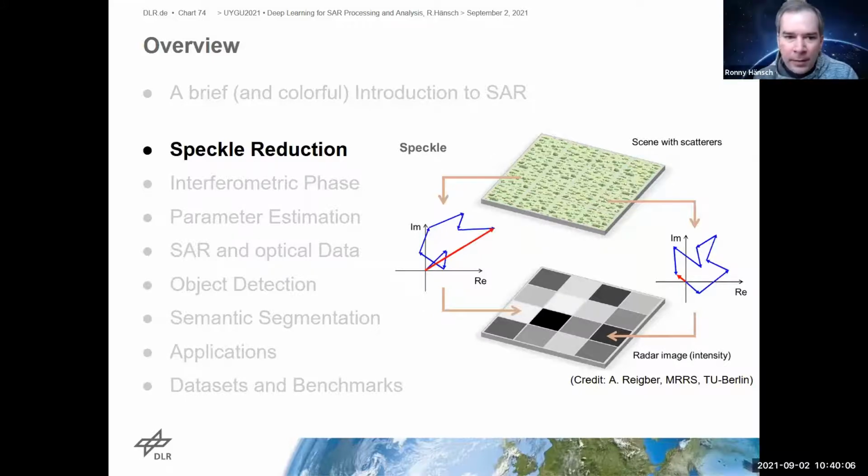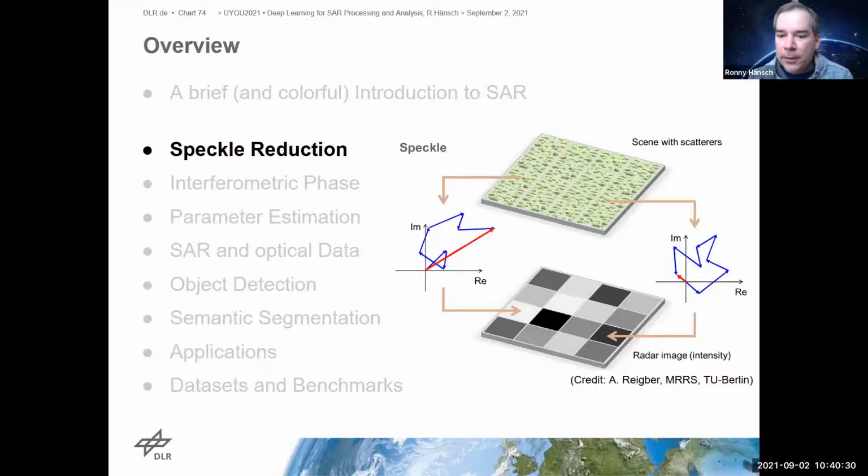Perfect. Then I hope I didn't bore the people with my introduction to SAR. I know it was very quick and very much on the surface, but I hope now you have all the necessary buzzwords like speckle, phase, intensity, polSAR, InSAR, a little bit in your head when we now finally talk about deep learning. So let's start with speckle reduction, right?